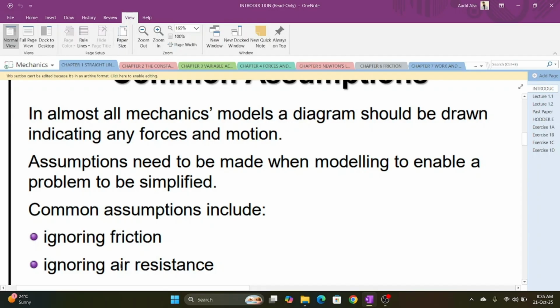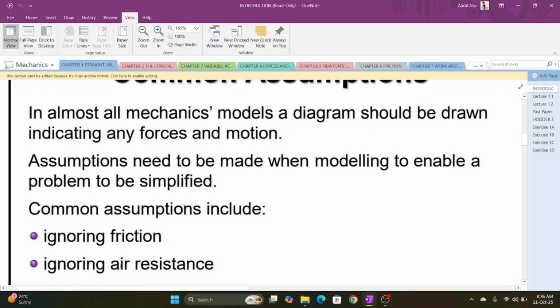Friction is usually on a horizontal surface. When your object is moving on a horizontal ground, that is when we take into account friction. But when your object is moving in vertical motion, if an object is falling from a certain height, that is when we ignore air resistance. So air resistance is a kind of friction, but it is more specific to vertical motion.